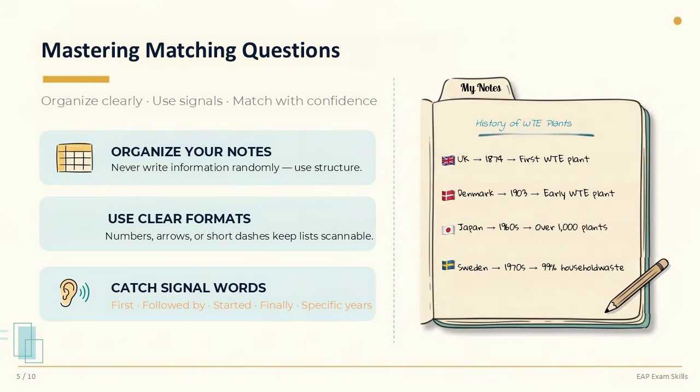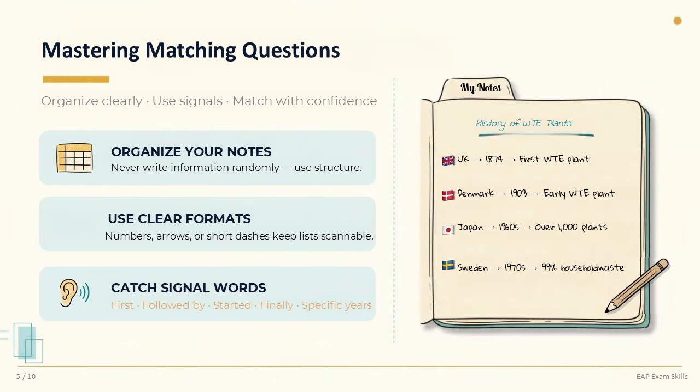Denmark, 1903, early WTE plant. Japan, 1960s, over 1,000 plants. Sweden, 1970s, 99% household waste. Tip: when you hear a list, use numbers, arrows, or short lines. This makes your notes easier to read when answering the questions.